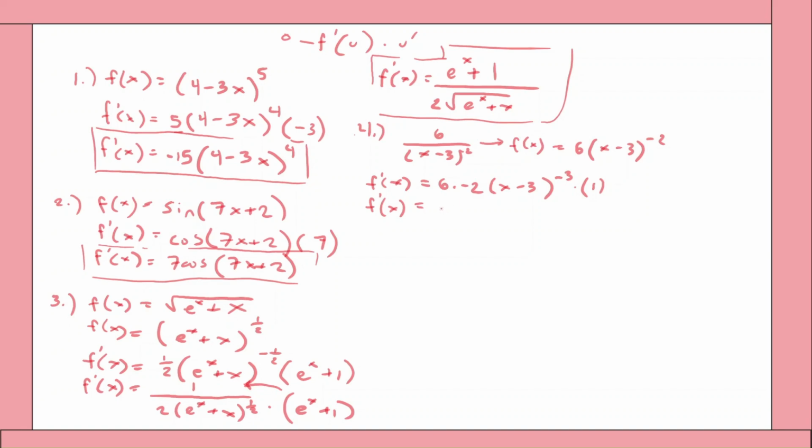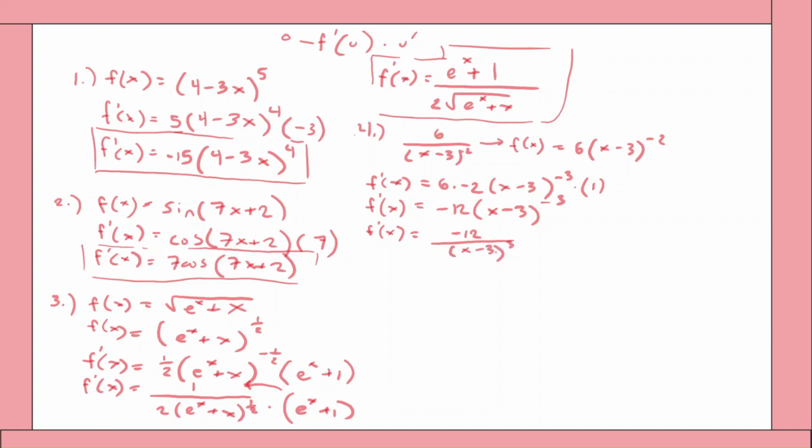So 6 times negative 2 is negative 12, and this is x minus 3 to the negative 3 power. And technically this is the right answer, so you can ask your teacher if they are okay with negative exponents. If they're not, it's pretty easy to convert that out. So we put the negative 12 on top because it's not a negative exponent value, and we just put the x minus 3 back on the bottom how it was in the beginning.